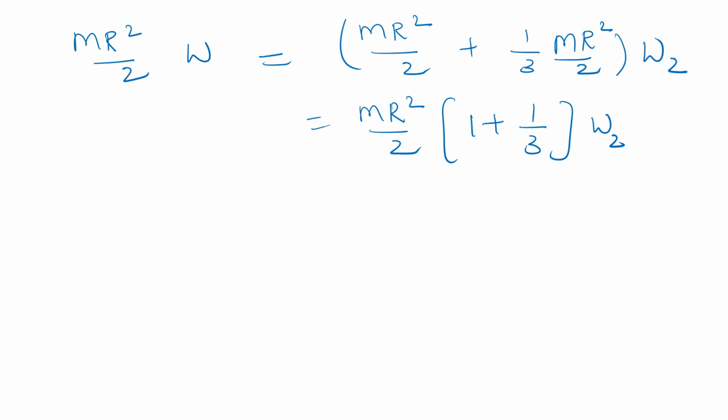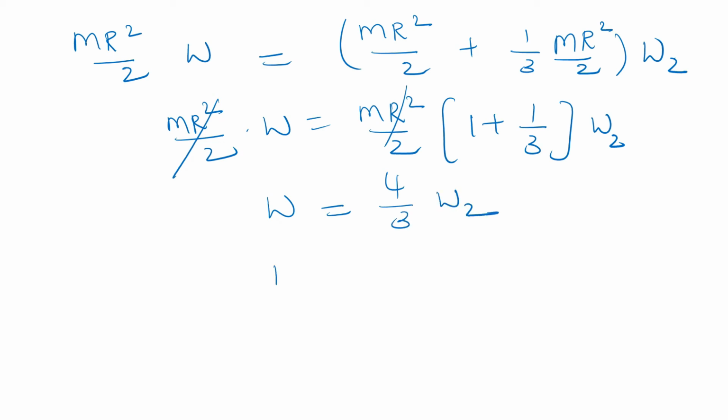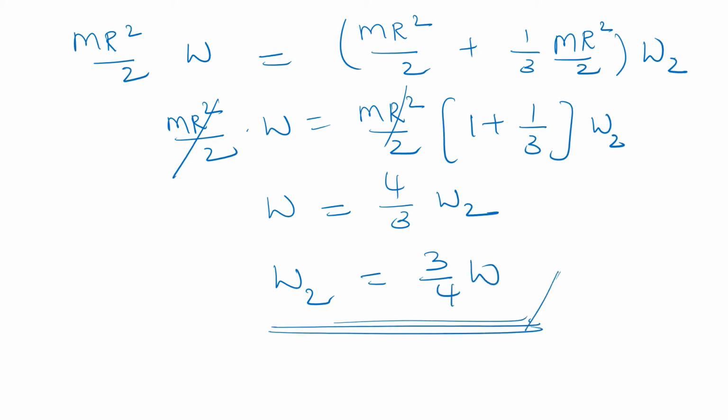Next, here m r square by 2 gets cancelled, and now omega is equal to 1 plus 1 by 3, which is 4 by 3 omega 2. So omega 2 is equal to 3 by 4 omega. This is the final expression. Okay, now next one.